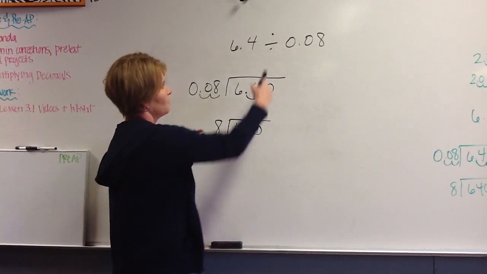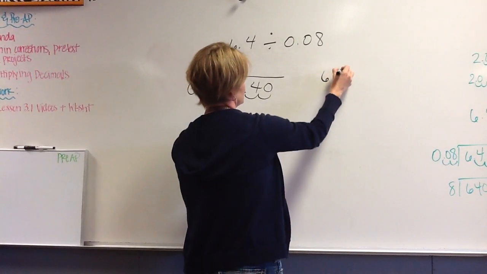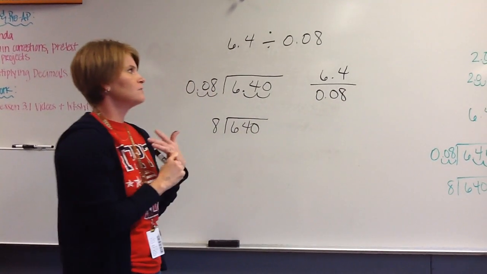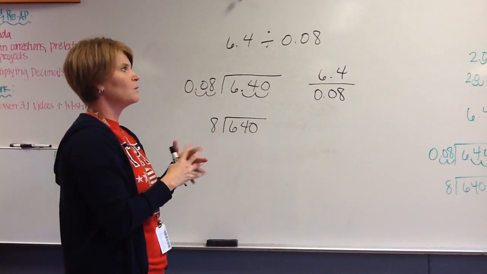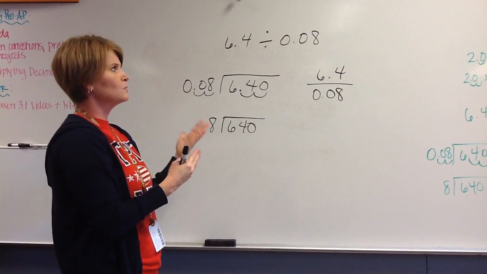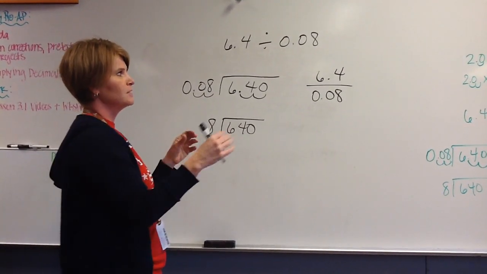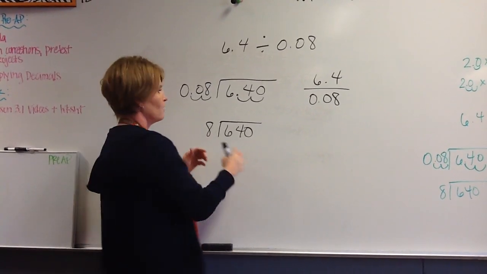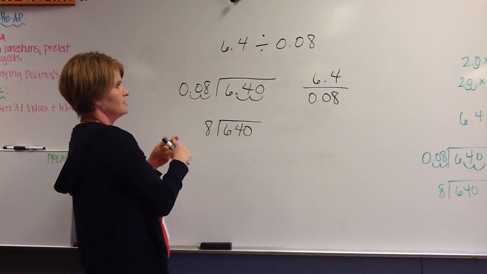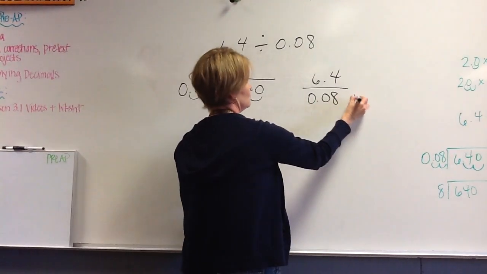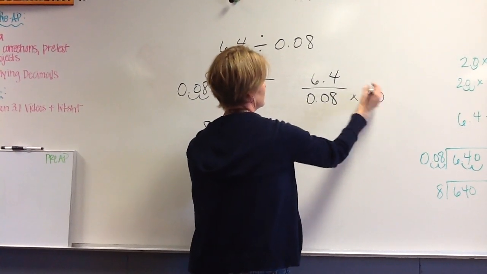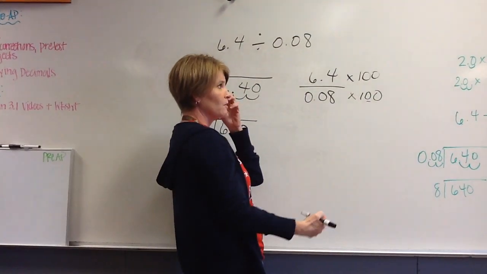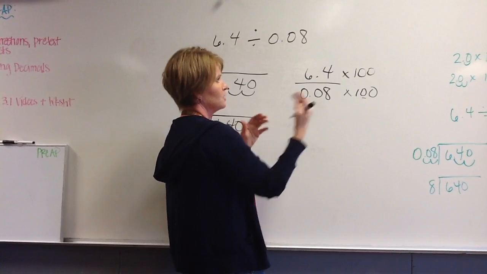So if we think of this problem, if I rewrite this in fraction form, 6.4 over 0.08. If I want to divide these numbers, but I don't want them to have decimals, well, what I could do is multiply them by a power of 10 that would move the decimal over so that I no longer have decimal numbers anymore. So I know that if I need to move my decimal 2 places, then I need to multiply by a power of 10 that has 2 zeros. So that would be the number 100. And then again, whatever I do to one of them, I also need to do to the other, that way it stays an equivalent problem.